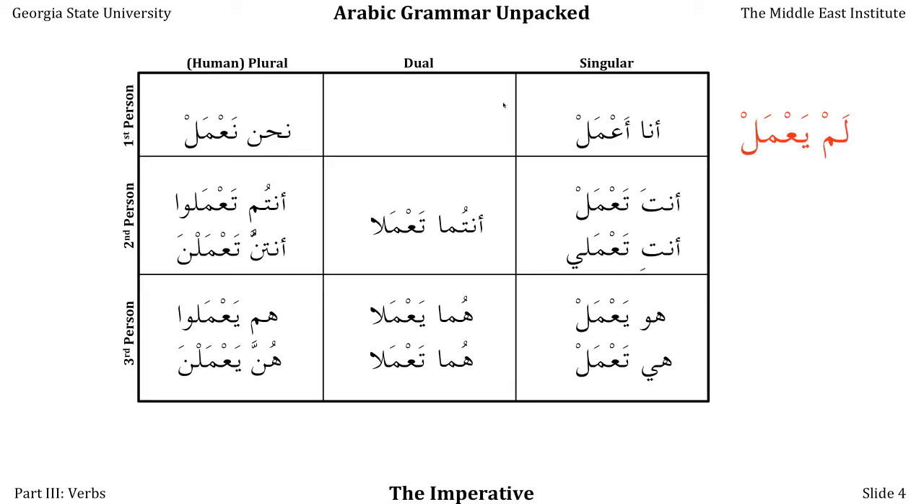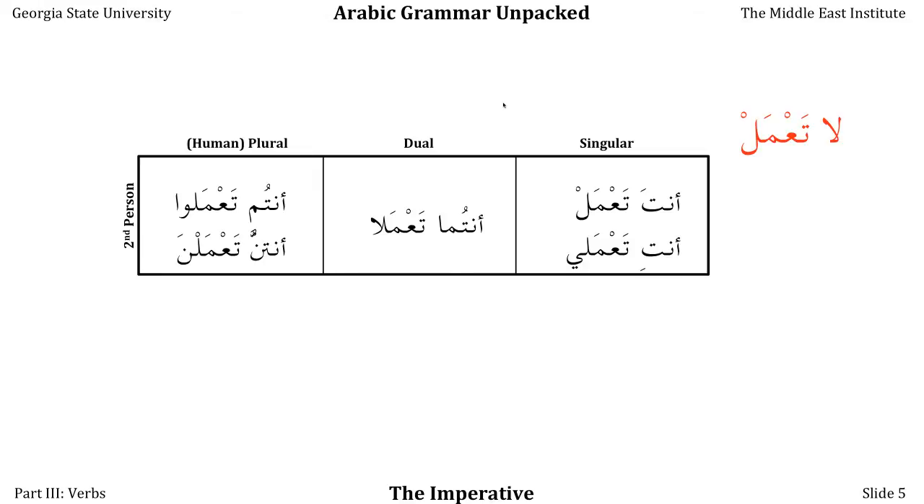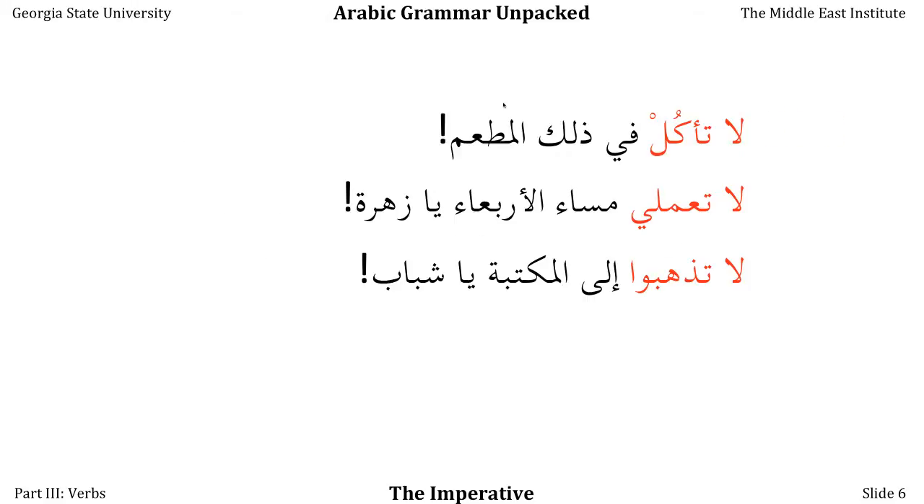As a review, here's a look at the Mudari' Majzum, the present jussive, the third form of the present tense. Note that the short forms all end with sukun instead of fatha or dhamma, and the long forms all lose their noons. We'll concentrate on the second person forms of the Mudari' Majzum here, because in the imperative we're only using the second person forms. So we begin with the negative command.